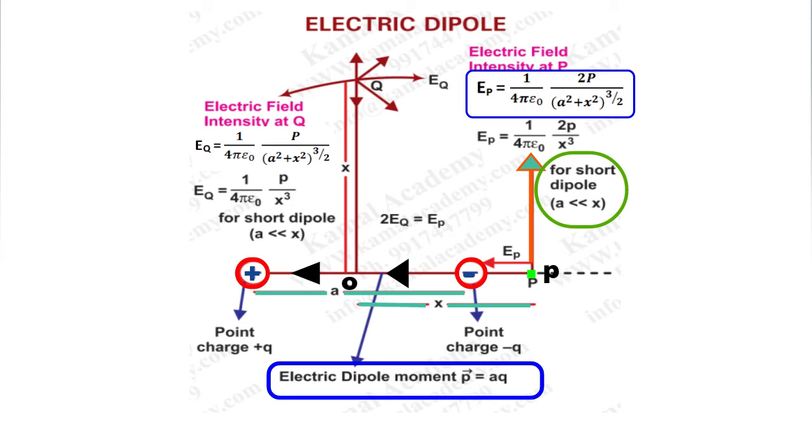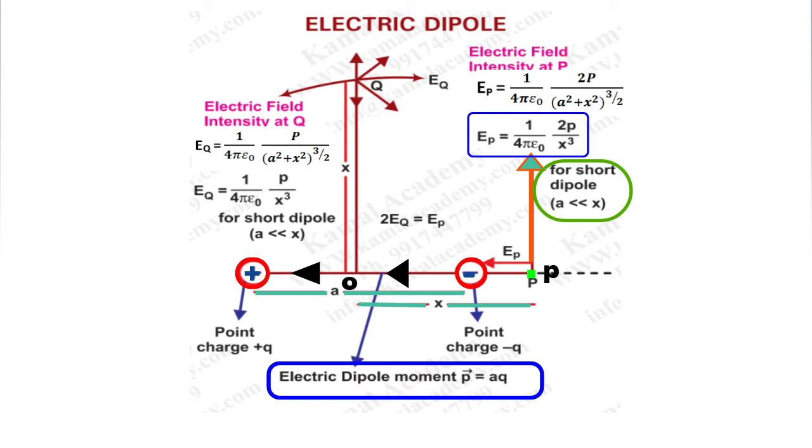For a short electric dipole, the value of a is much less than the value of x. So the above expression for electric field intensity at point P reduces to EP equal to 1 upon 4 pi epsilon naught, 2p upon x cube for a short dipole.